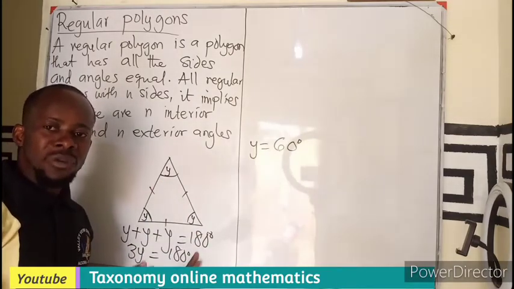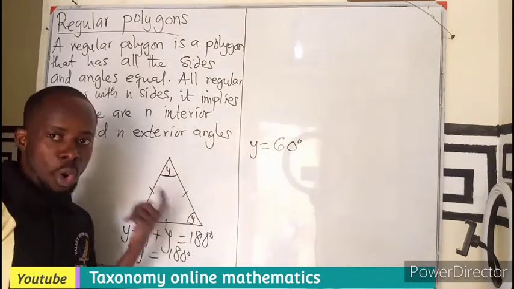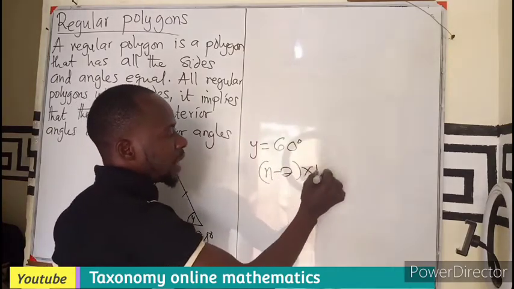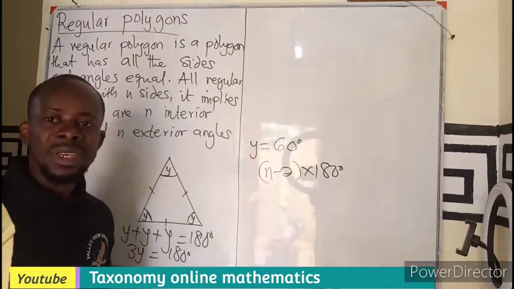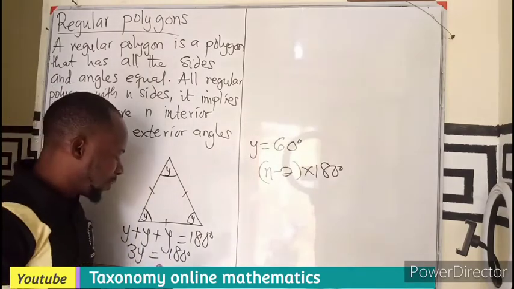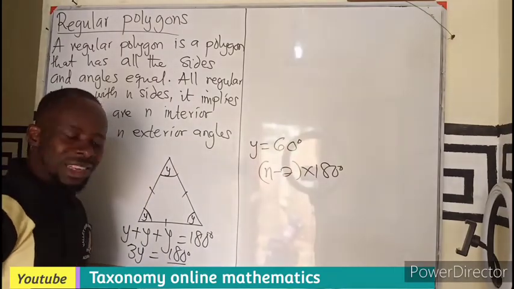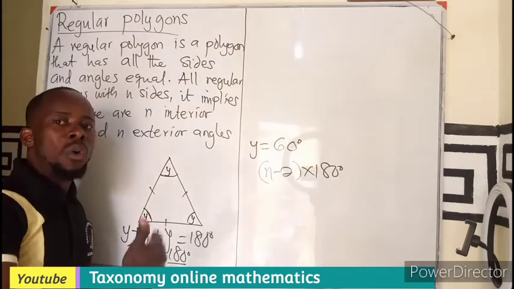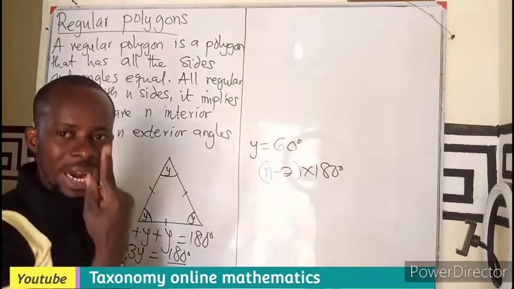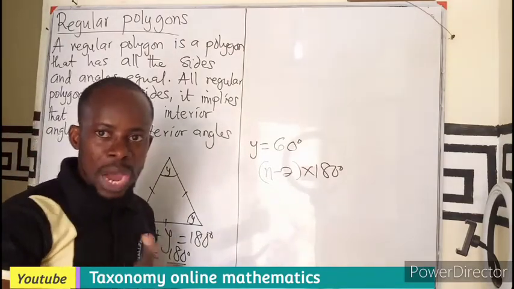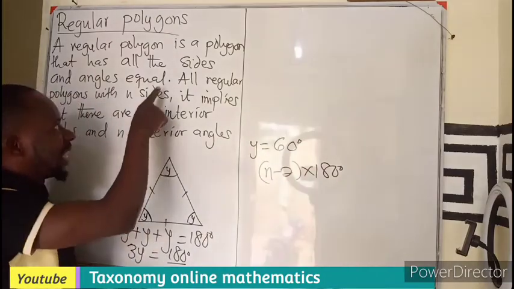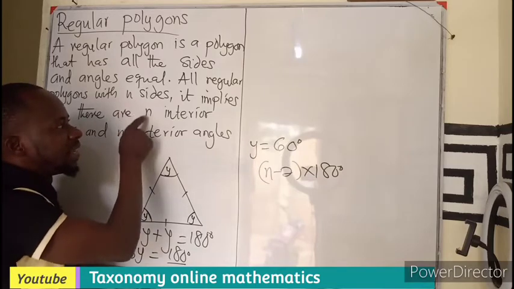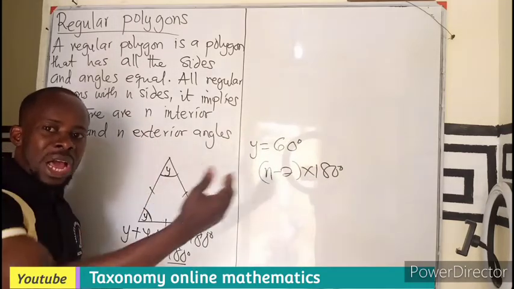We also know the sum of interior angles of a polygon, not a triangle, of a polygon, is given by n minus 2 times 180 degrees. So if a question gives me the sum of all the interior angles, how will I find the value of one since they are all equal? I believe you know that if the number of sides is n, the interior angles will be n and the exterior angles will be n.